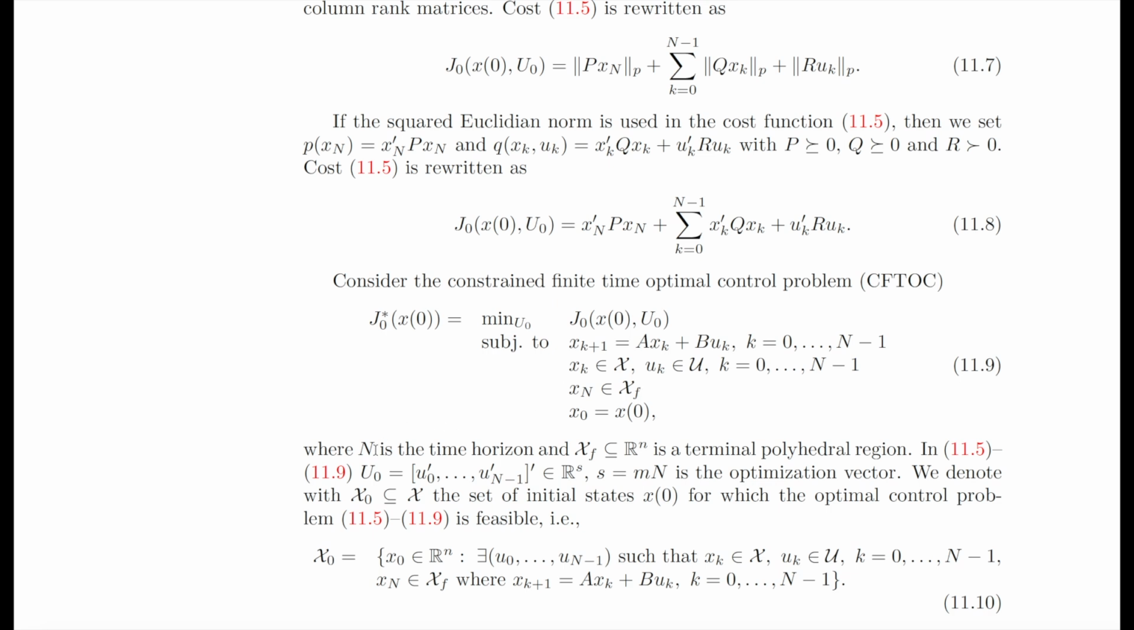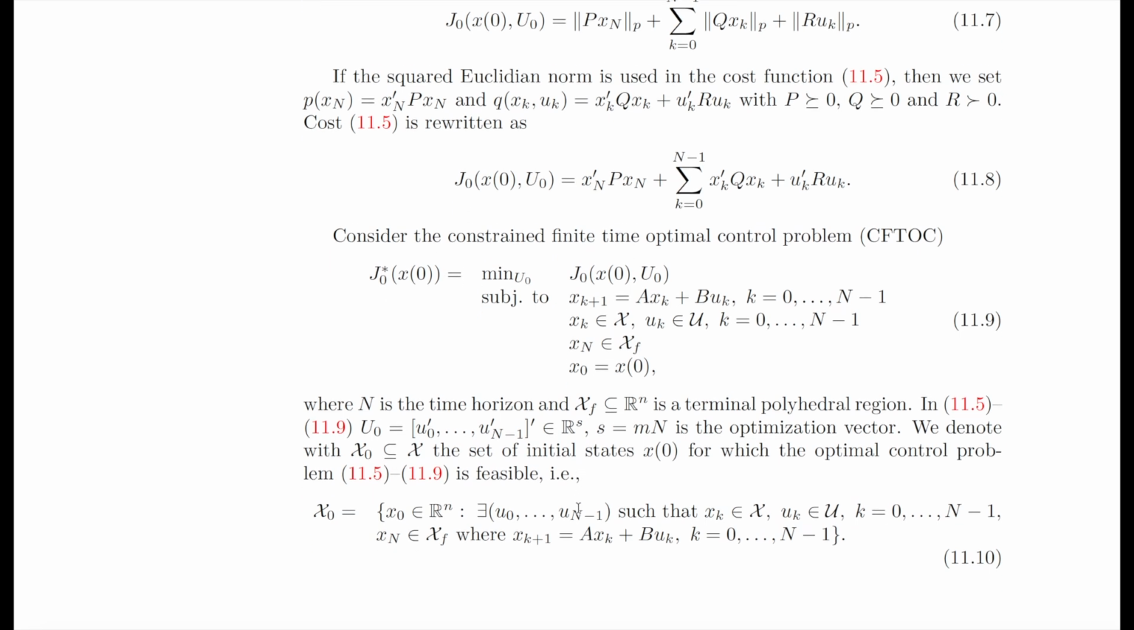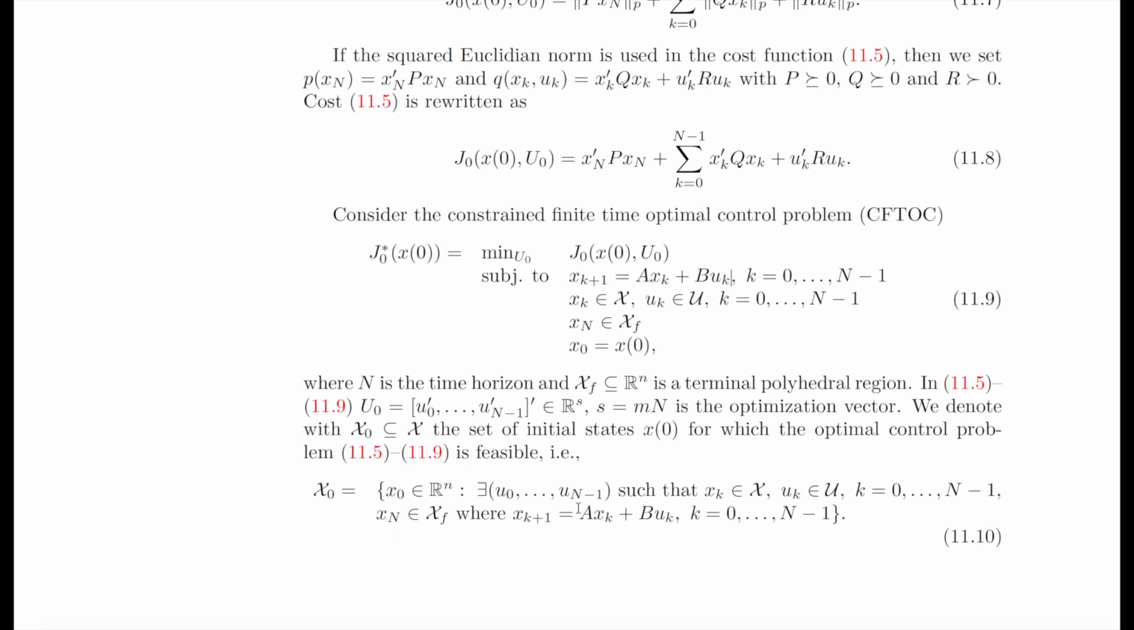So N is the time horizon, X_f is the terminal polyhedral region that we want to arrive to, U0 is the optimization vector that we want to find to solve this problem, and we also consider that the initial state is inside the feasible set. This is very important to find the solution for this optimal control problem.